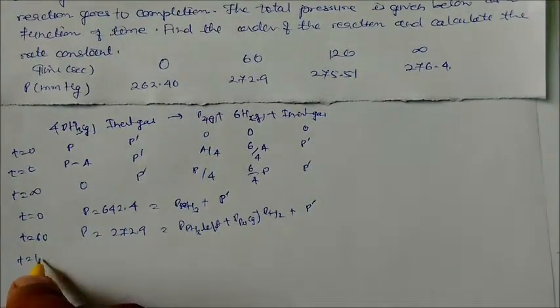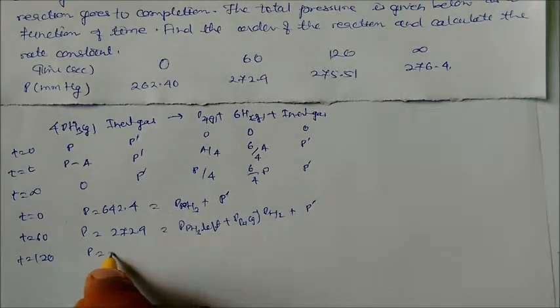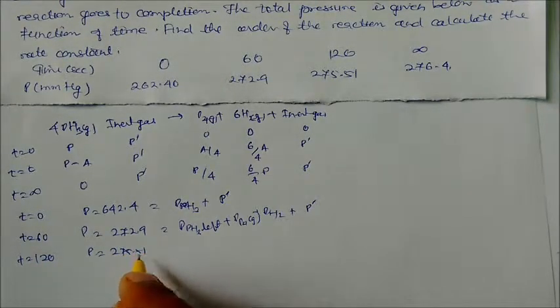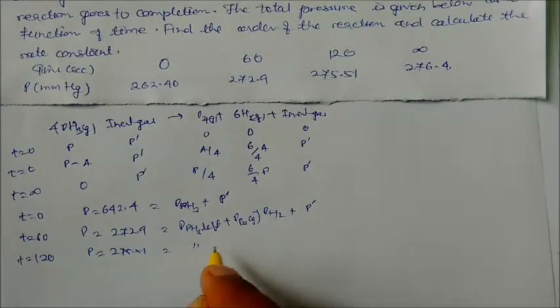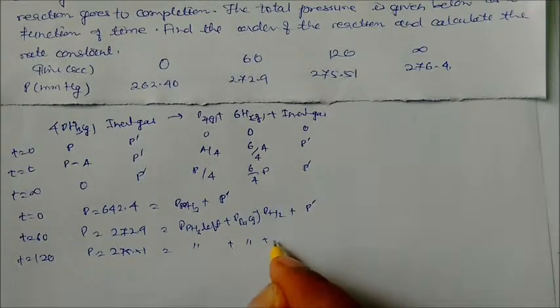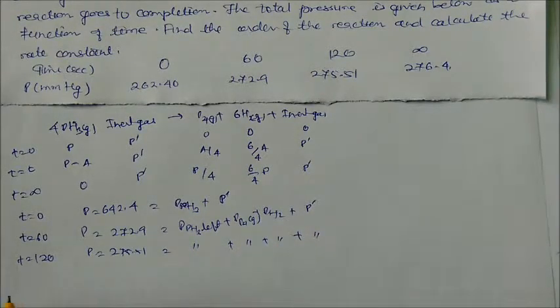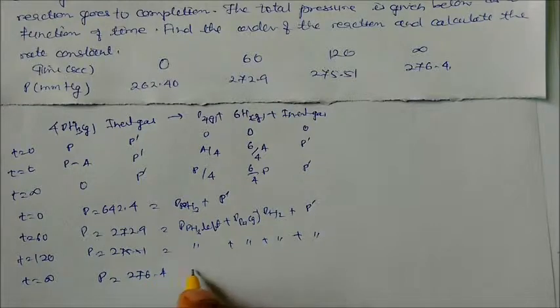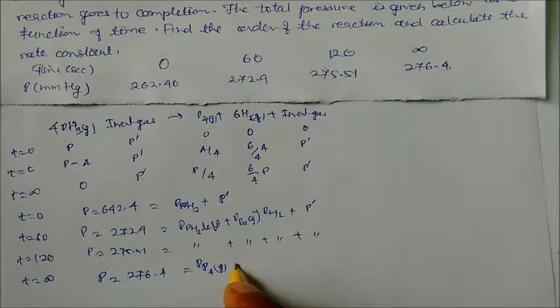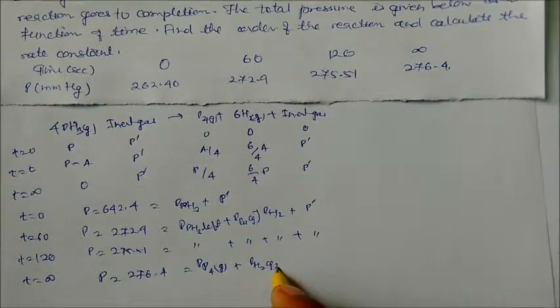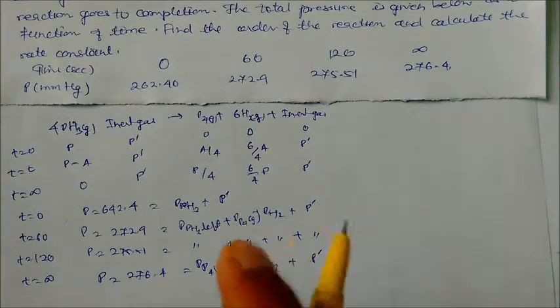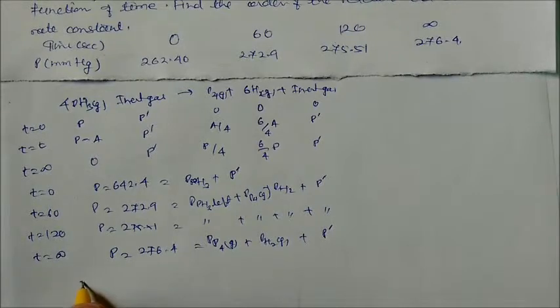We have to take T equal to 120, then P equal to 275.51, then again P phosphine left plus P left plus P hydrogen left plus this one. Again if you take T equal to infinity, then P is equal to 276.4, then this is equal to pressure of P4 gas plus pressure of hydrogen gas plus pressure of inert gas. So now here we can calculate.